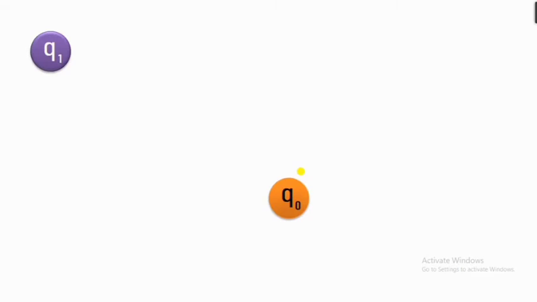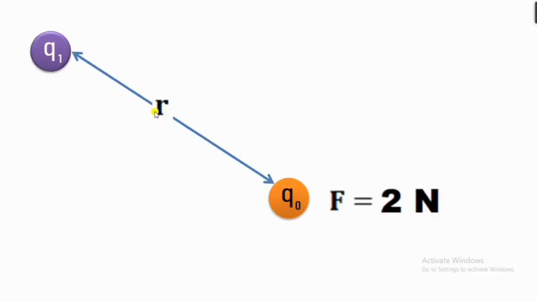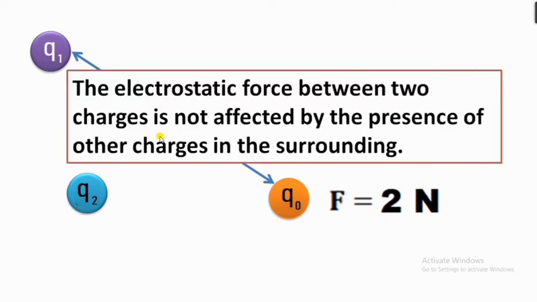Now suppose there are two charges and the distance between them is r. Suppose the force between them is 2 Newton. If we bring a third charge, the force between these two charges will not be affected by this charge. The force between them, which is 2 Newton, will remain 2 Newton. So the electrostatic force between two charges is not affected by the presence of other charges in the surrounding.